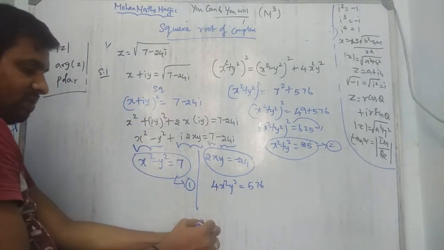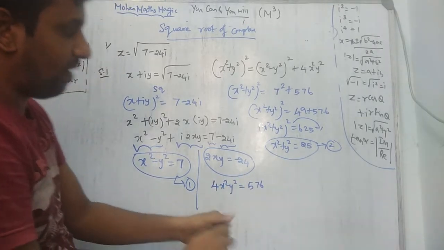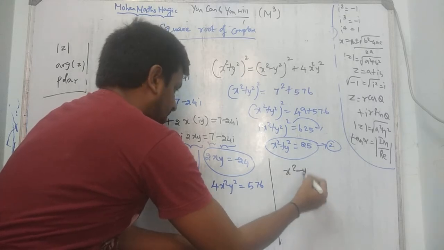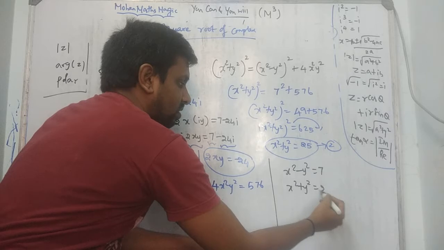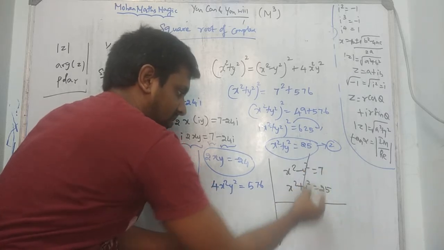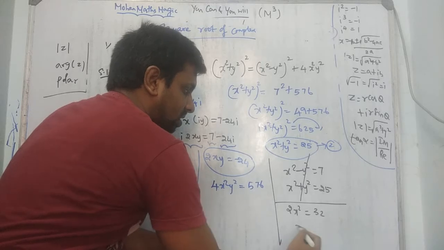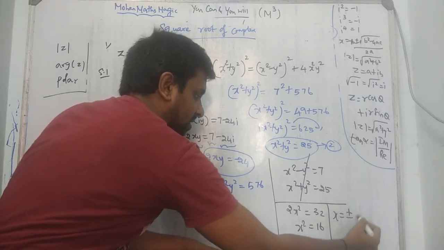Now by the elimination method you will get the x and y values. Solve the first two equations: x square minus y square equals 7 and x square plus y square equals 25. By normal elimination, adding them gives 2x square equals 32, so x square equals 16 and x equals plus or minus 4.